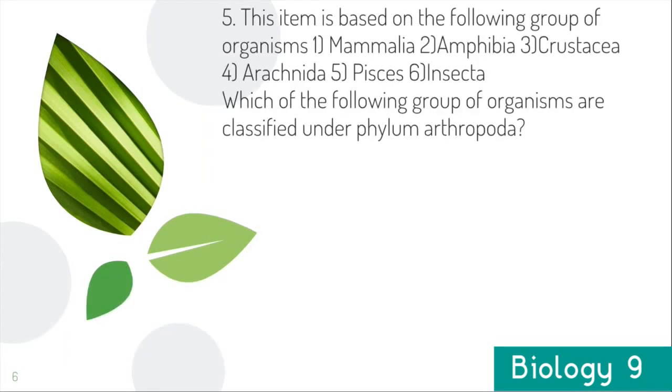Question 5. This item is based on the following group of organisms: Mammalia, Amphibia, Crustacea, Arachnida, Pisces, and Insecta. Which of the following group of organisms are classified under the phylum Arthropoda? Is it A, 2, 3, and 5, B, 1, 3, and 4, C, 1, 4, and 6, or D, 3, 4, and 6? And the correct answer is D.